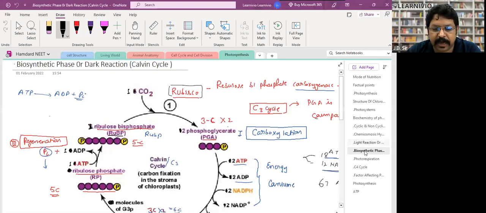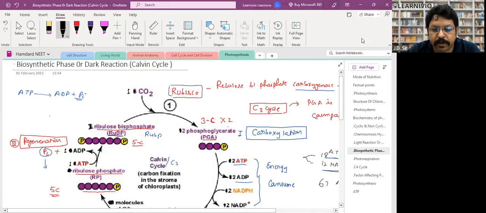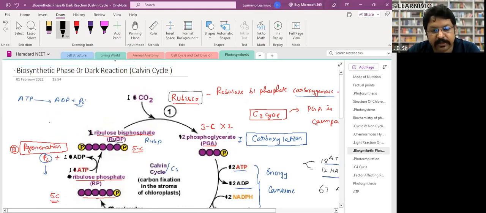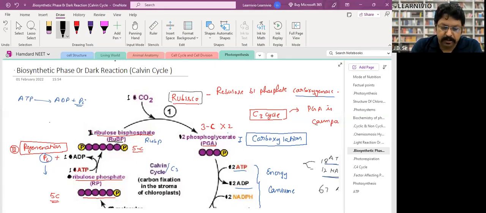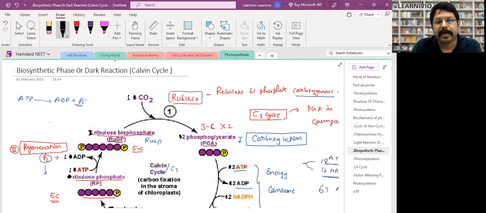Biosynthetic phase, this is the Calvin cycle. We'll discuss it in the next class because today it's not possible. But go through whatever I have told you today. Go through your NCERT and let me know. We'll discuss the dark reaction, that is fixation of CO2, in the next class. Go through your NCERT and ask me if you have any doubt in any line, in any question.